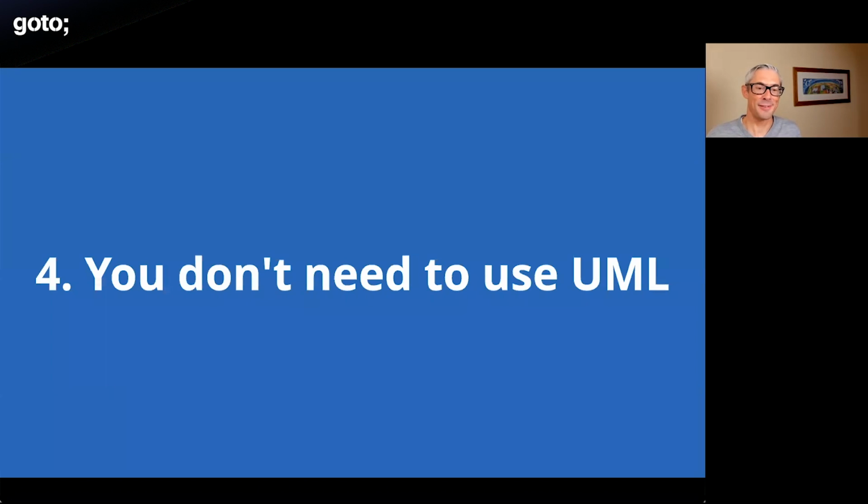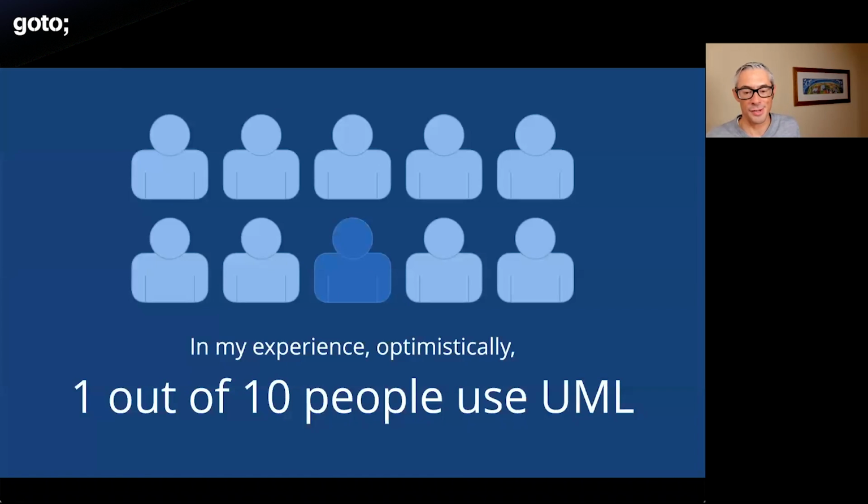Number 4, my favorite: you don't need to use UML. This is one of the things that for some reason scares people off doing a software architecture role. When I do these talks in front of a live audience, I ask how many people here use UML, and typically it's in the kind of 1 out of 10 ratio. There are a few exceptions to this. It varies country to country, culture to culture, but generally it's about 1 out of 10 people. So not a huge number of people these days using UML.